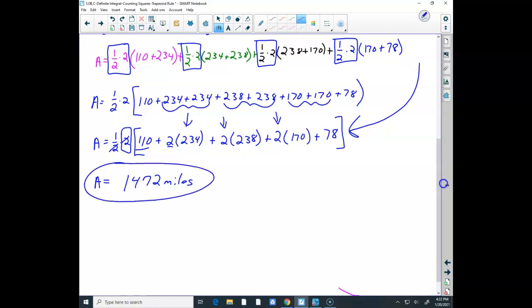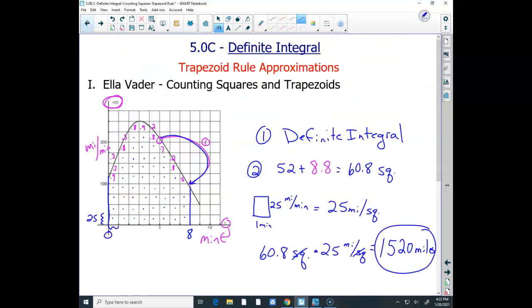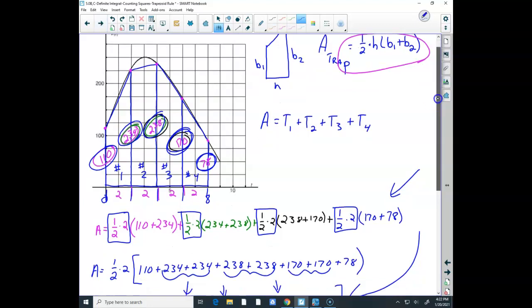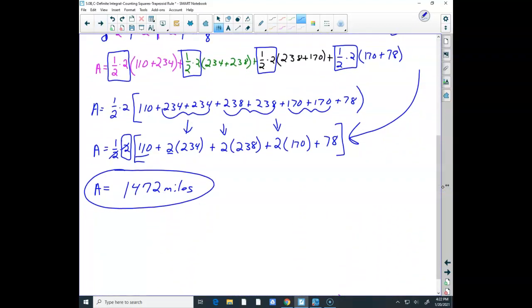And when I'm thinking miles here, yep, I got miles there. So basically, off of the function, it's showing she traveled 1,472 miles. Our estimate using squares was 1,520. Yeah, they're pretty close. But what we're going to do is we're going to end up getting the exact precise area one of these days underneath it. Okay? So that was number 4, we estimated using trapezoids.